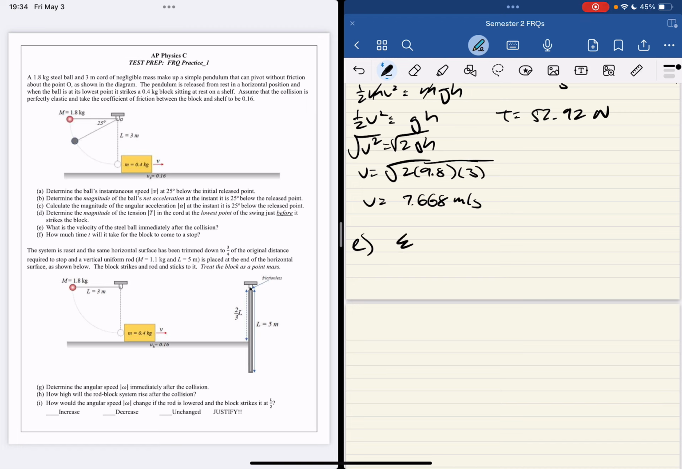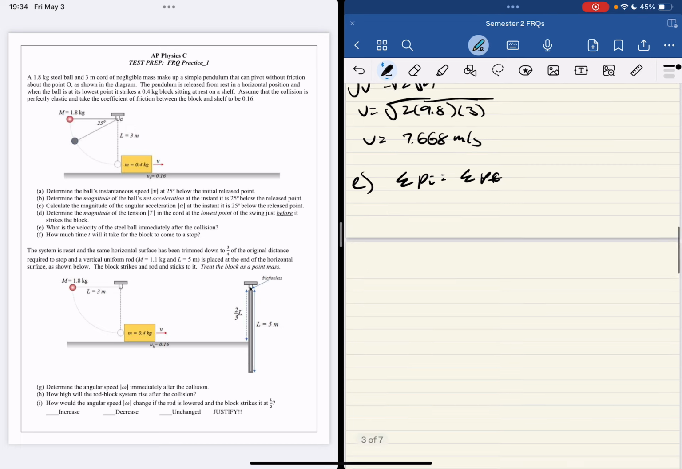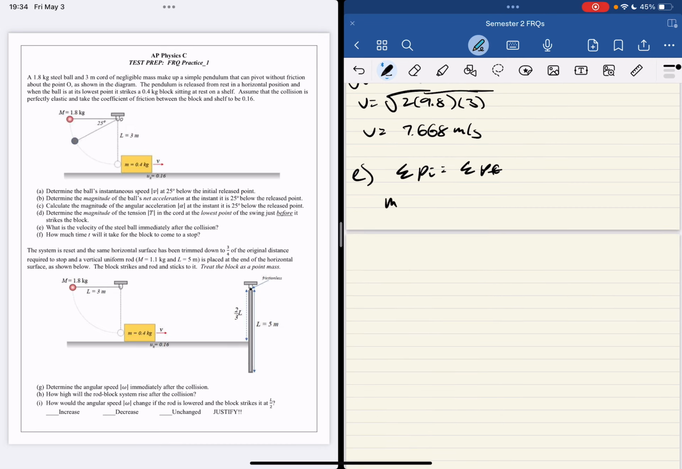So we're going to set up momentum. So P_i is equal to P_f. So that expands out to m1, my ball will be m1 v1i plus m2 v2i. And it says the collision is perfectly elastic. So we're going to set up m1 again, v1f plus m2 v2f.